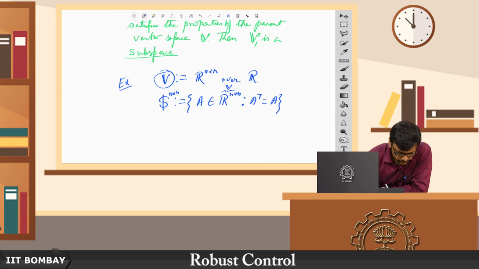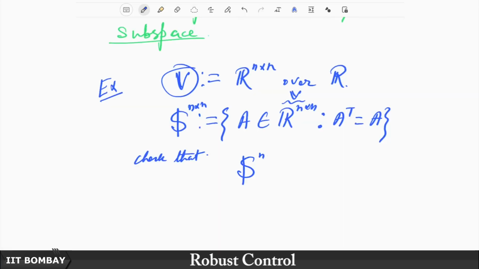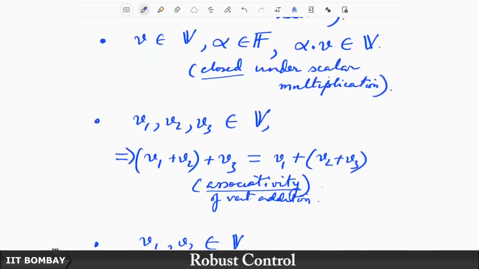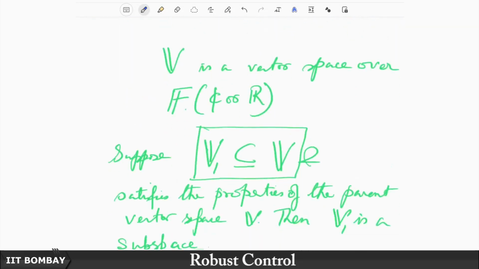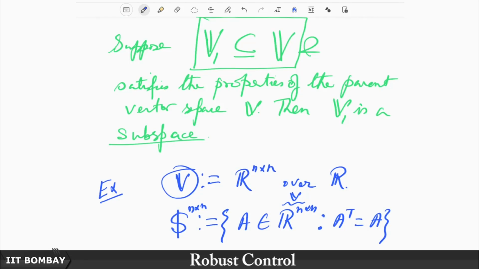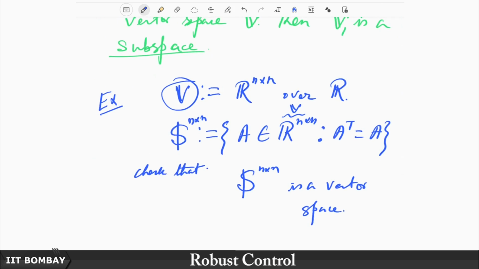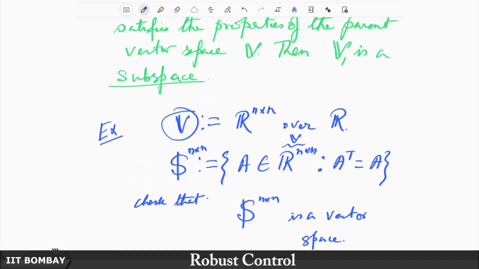Now, I leave it as an exercise for you to check that this set S n cross n that I have defined is a vector space. By that I mean you have to check whether it satisfies all of these properties. Of course, by vector addition I mean the conventional addition of matrices, and scalar multiplication means when you multiply a matrix by a scalar, every entry of the matrix gets multiplied by the same scalar. In this case, the scalar is from the field of real numbers. Subject to those two operations, you can check very easily that all of these 10 properties hold.